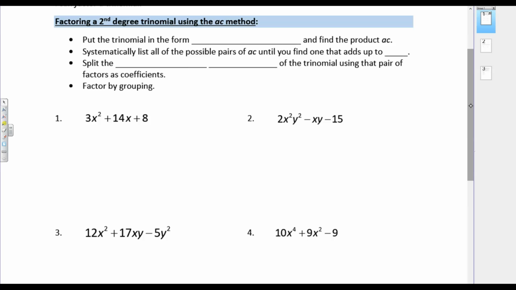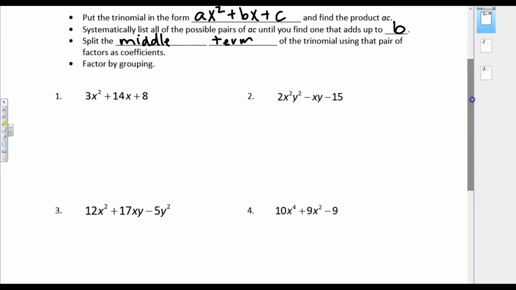And the key to factoring a trinomial is a four-step process. First, you're going to put your trinomial in the form of ax squared plus bx plus c and find the product of a and c. You're then going to systematically list out all possible combination pairs of a times c until you find one that adds up to b. Then you're going to split the middle term of your trinomial, using that pair of factors as coefficients, and then your last step is to factor by grouping. So let's do an example together.